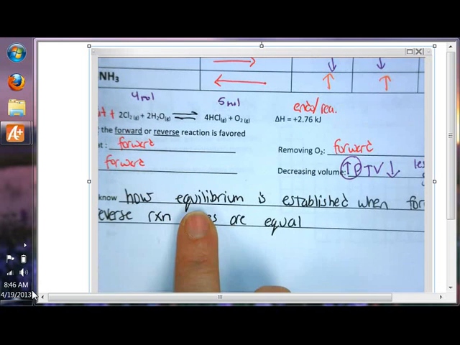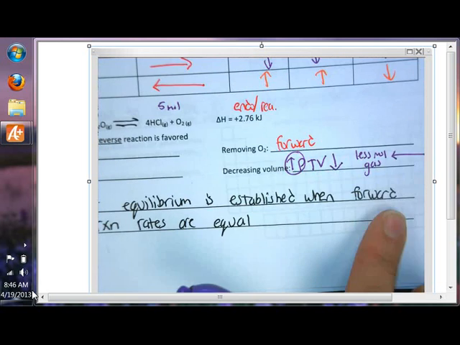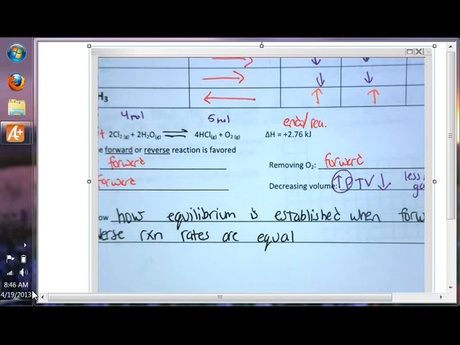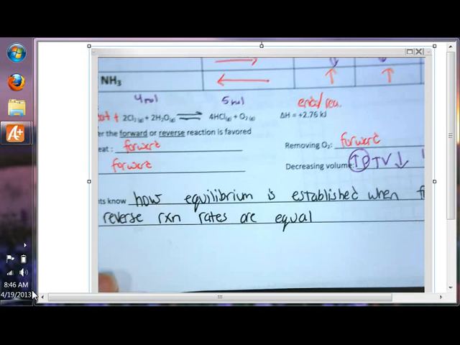Next up, 9b, students know how equilibrium is established when the forward and reverse reaction rates are equal. And what we are going to write there is, hold on, I'm checking, what was I saying for this? I had a great thing. Oh, super simple. We're just going to write equilibrium.